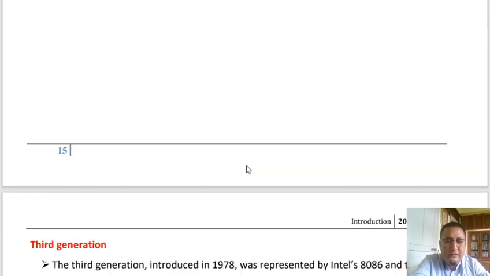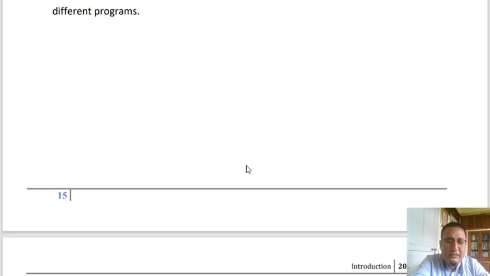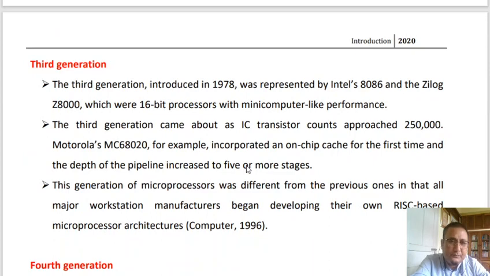Now, after discussing the first and the second generation microprocessors, we came to know how the transition has taken place to increase the instruction throughput. We have moved on from instruction interleaved execution to phase interleaved execution. Now, the third generation microprocessors were introduced in the year 1978, for example, the Intel 8085 and Zilog Z8000. These were 16-bit microprocessors with microcomputer-like performance. In the third generation, the IC transistor count was in the order of 250,000.